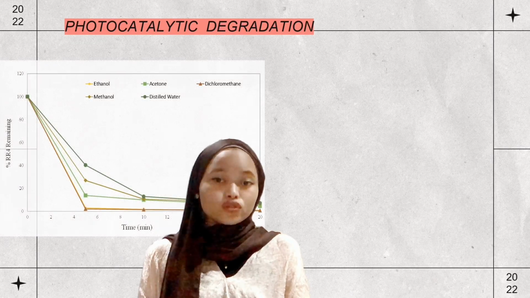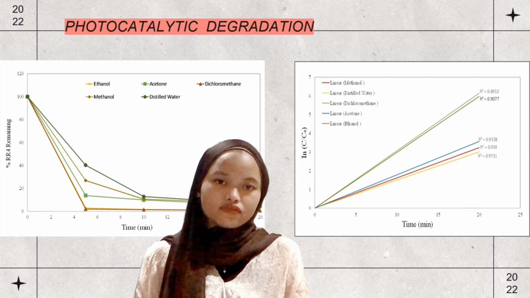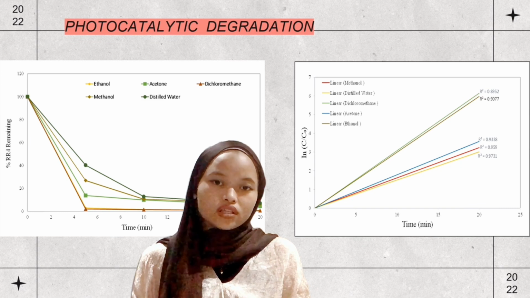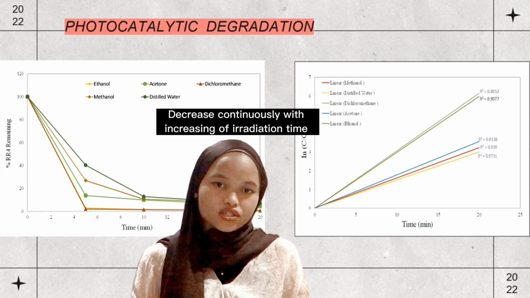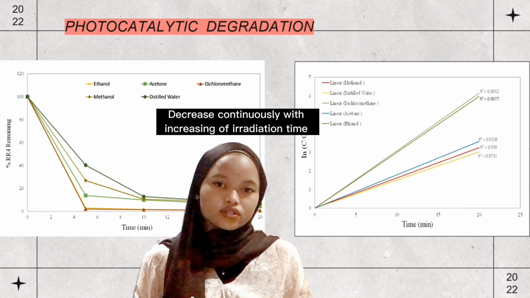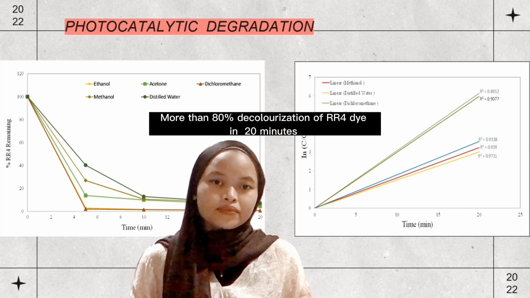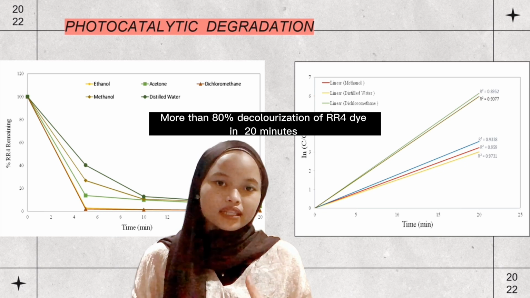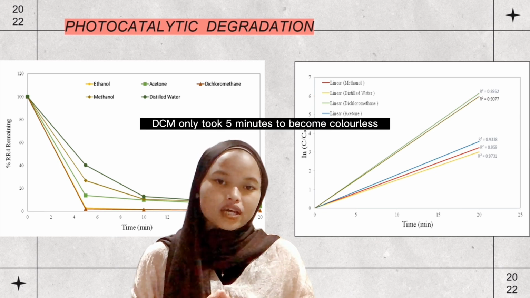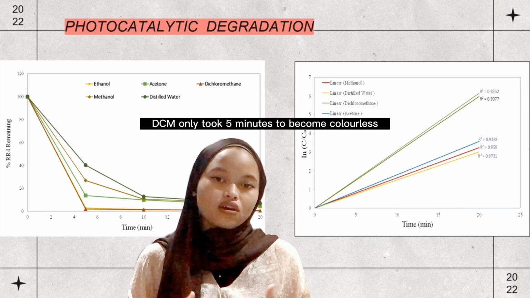Next, let's move to the photodegradation study. Photocatalytic performance of Pt-TiO2 under different solvent effect under suspension mode is shown in the figure. The absorbance decreased continuously with the increase of irradiation time. All samples showed photocatalytic degradation of RR4 dye, with more than 80% becoming colorless in 20 minutes under light irradiation. It can be observed that the dichloromethane prepared photocatalyst has the highest percentage of decrement in suspension compared to the other solvent prepared photocatalysts, which only took 5 minutes to degrade more than 80% of RR4 dye.